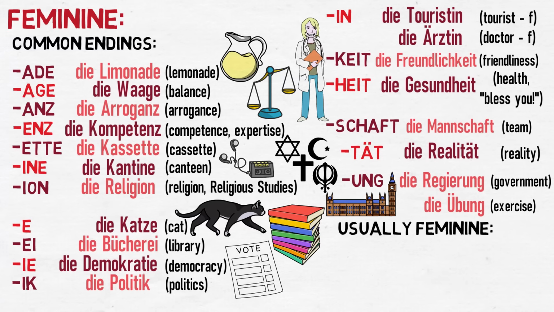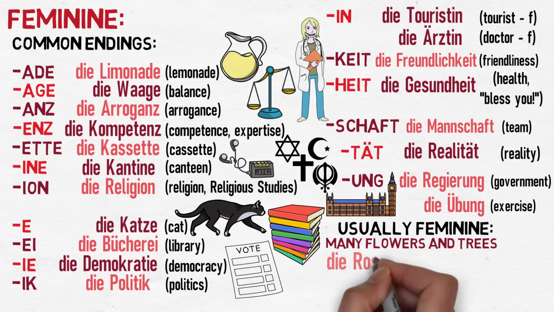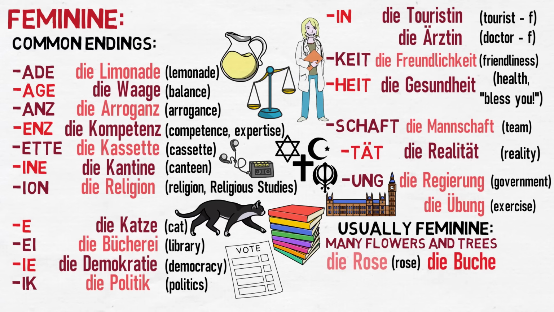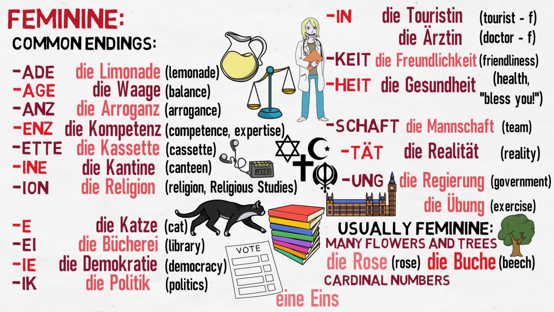Similarly, the following things are usually feminine. Many flowers and trees, such as die Rose, the rose, and die Buche, meaning beech, or cardinal numbers, for example, eine Eins, eine Zwei, eine Drei, etc.